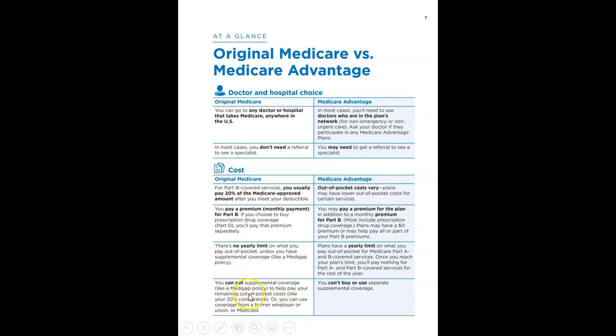You can get supplemental coverage like Medigap on the original Medicare side to cover the majority of your out-of-pocket cost. And under Medicare Advantage, you can't buy or use separate supplemental coverage. At least you couldn't in the past, and we're going to cover that in a moment.